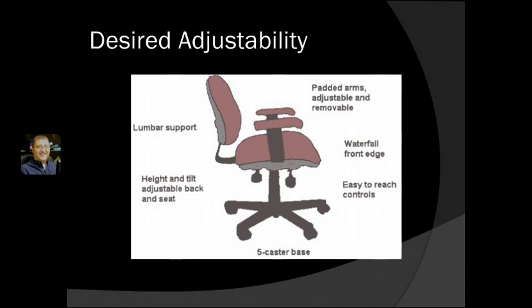Notice the padded and removable and adjustable armrests. The fixed armrest, which by the way, my chair right now at my desk that I'm sitting in has fixed armrests. They're not adjustable in any way. I can take them off with the proper tools. That's about it. That may be better than nothing sometimes. Sometimes it might be worse than nothing, because if they're pushing my shoulders up, or if I have to lean over to one side in order to use the armrest, even though I may think I need it, it's not helping me at all.